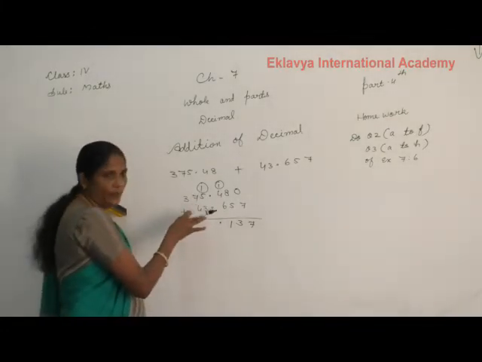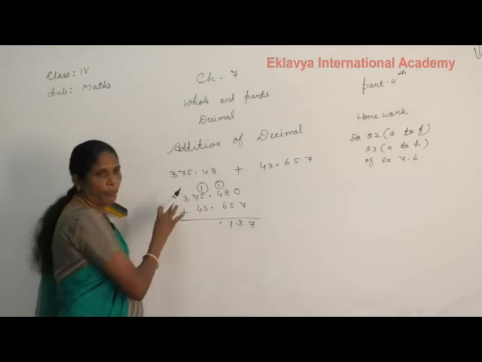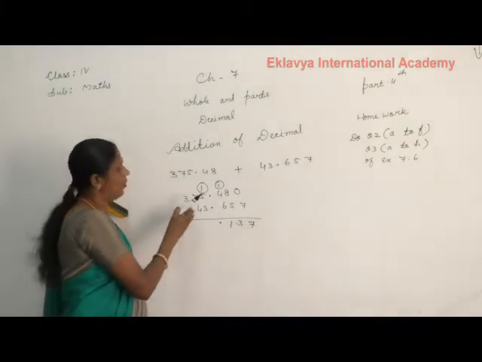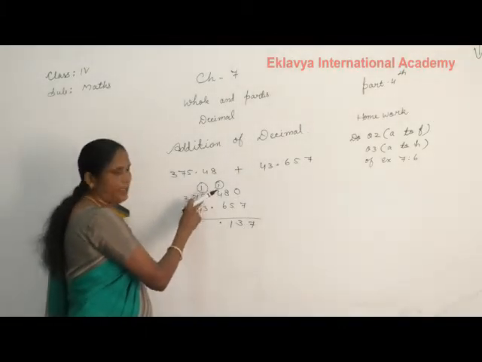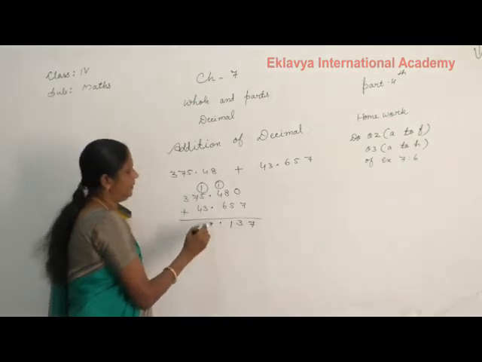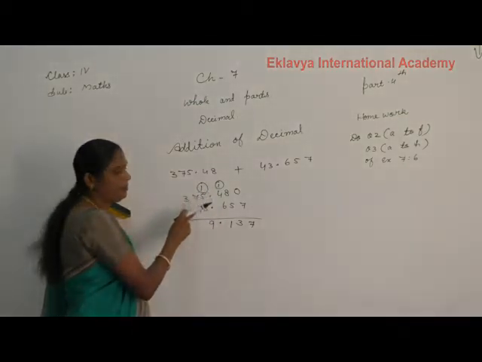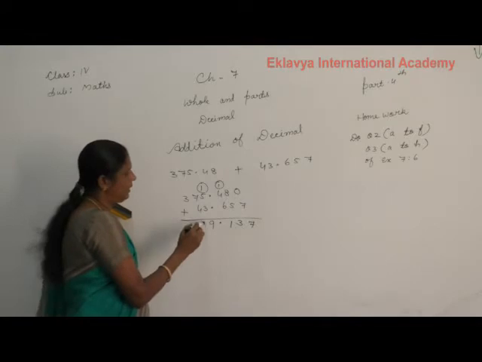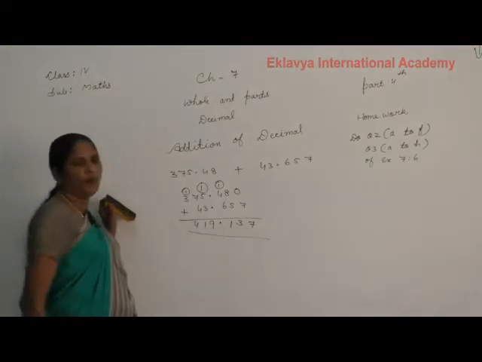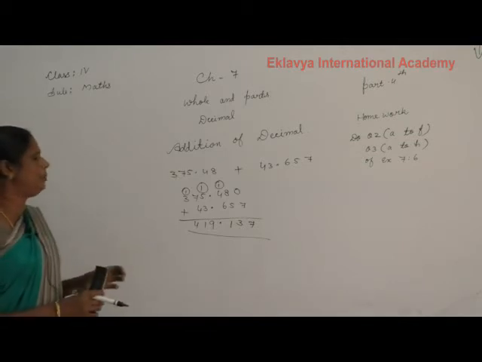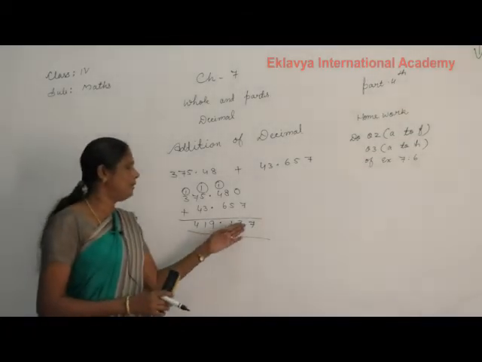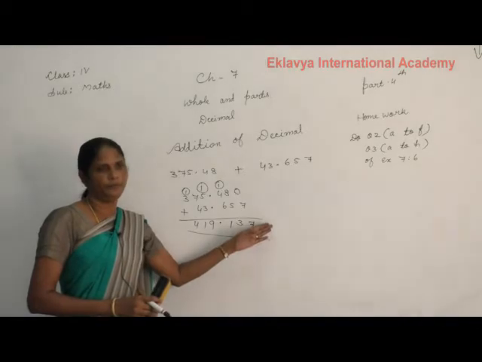Now we add the whole number part. 1 plus 5, 6, plus 3, 9. Then 7 plus 4, 11, carrying 1, then 4. Our answer is 419.637.